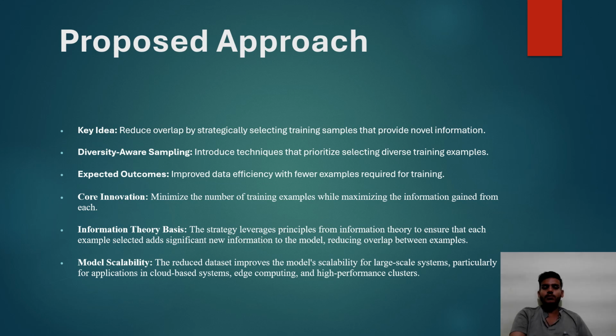Proposed approach, key idea: reduce overlap by strategically selecting training samples that provide novel information, using diversity aware sampling. Introduce techniques that prioritize selecting diverse training examples. Expected outcome: improved data efficiency with fewer examples required for training. Core innovation: minimizing the number of training examples while maximizing the information gained from each.